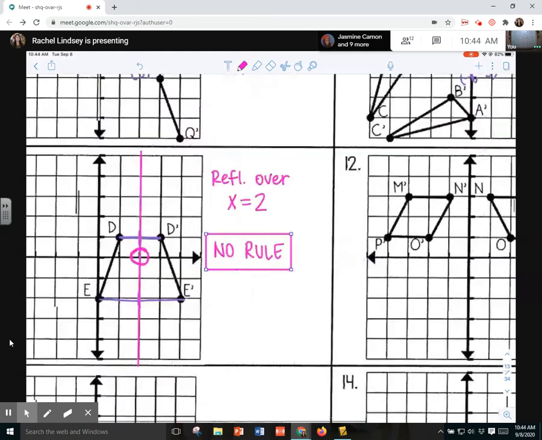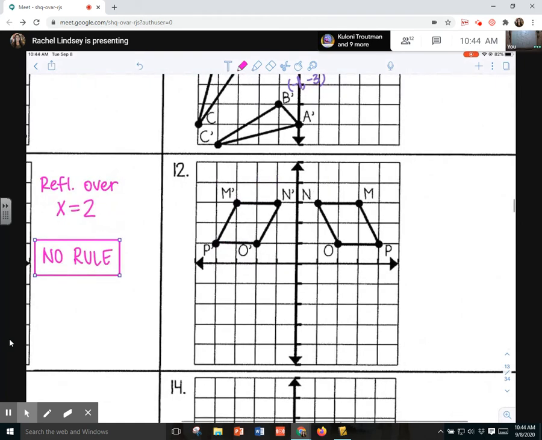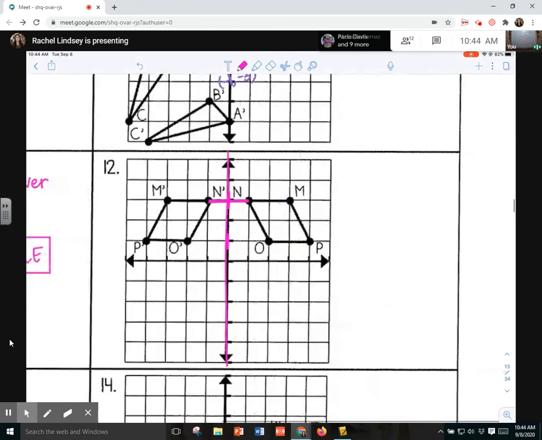Okay. Looking at number 12, if I just look at the distance between N and N prime, halfway between them is this line right here. If I did the same thing with O, it'd be right here. So what is that line? That is the y-axis. So it's a reflection over the y-axis.